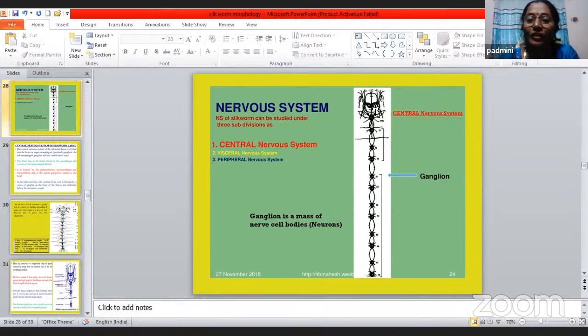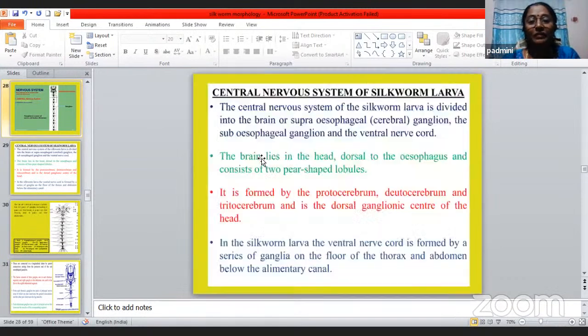So what is a ganglion over here? In the higher vertebrates, you call the same thing a brain, whereas in invertebrates you call them ganglion, because the ganglion consists of a mass of nerve cell bodies, that's the neurons, present over there. And the ganglion has to be placed at different parts so that they are connected. Each and every cell is connected to the brain cell so that the nerve impulse is carried equally to different parts of the body. So here we are going to talk about three: central, visceral, and peripheral nervous system.